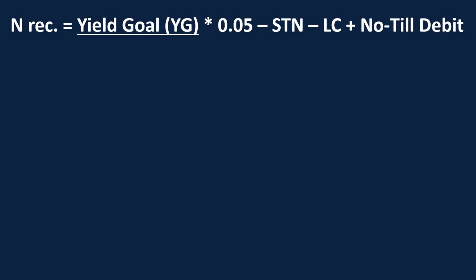So our recommendation starts out with our yield goal. We're going to multiply that by a coefficient of 0.05, subtract our soil test nitrogen, subtract our LC, which is a legume credit, and then add a no-till debit. And we're going to talk about each of these things in turn. So first of all, we're going to talk about yield goal.